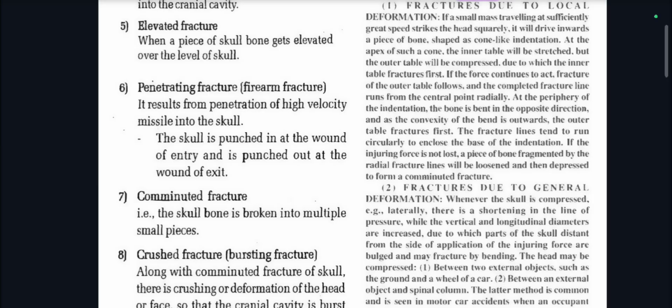Now penetrating fracture: something is going to penetrate inside the 2 tables of the skull, right? And that something is your bullet. That is why penetrating fracture is also called firearm fracture. It results from the penetration of a high velocity missile into the skull. The skull is punched in at the wound of entry and is punched out at the wound of exit.